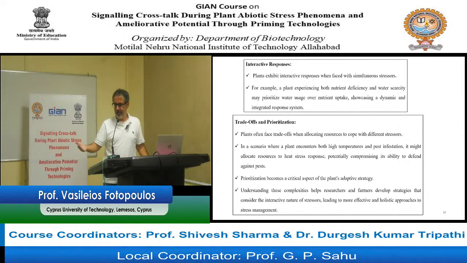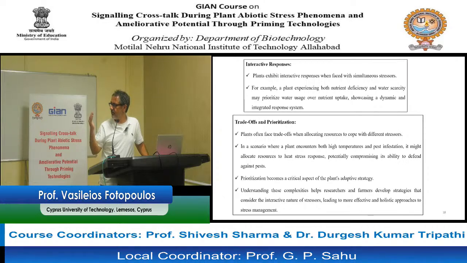So in that sense, there is a whole array of interactive responses of the plant in response to those synergistic damaging effects. An example is when a plant experiences both nutrient deficiency, such as potassium deficiency, and water scarcity. In this case, it might prioritize water usage over nutrient uptake, showcasing a dynamic and integrated response system. And usually, the water usage is the first concern of the plant.